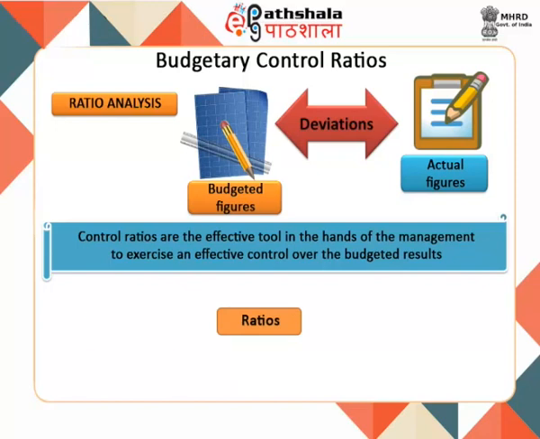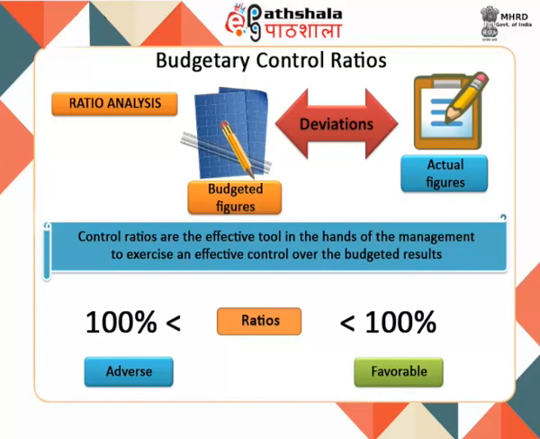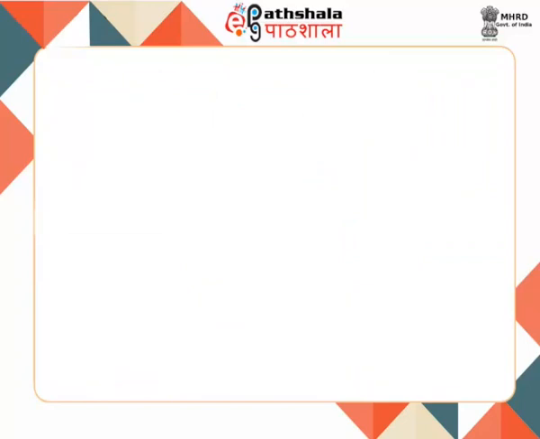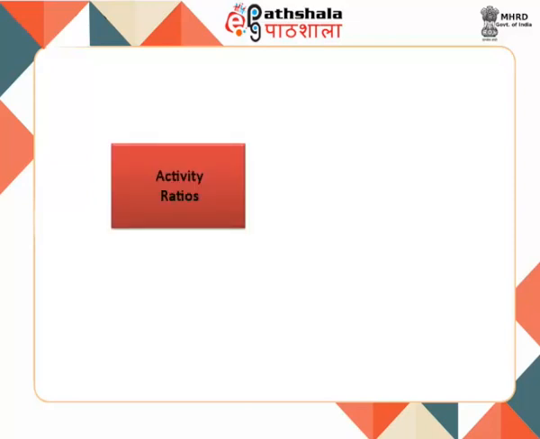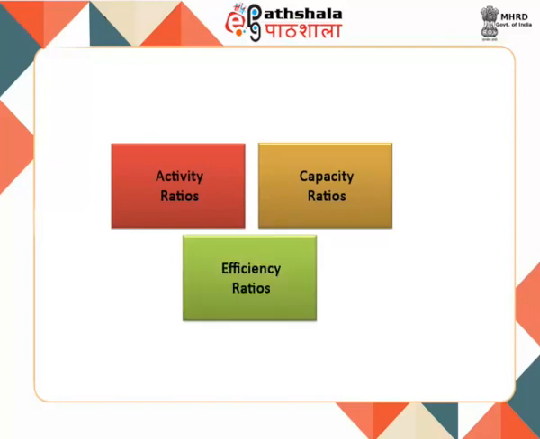If the ratio is more than 100%, it is treated as favorable, and if it is less than 100%, it is considered as adverse. The important budgetary control ratios used by the management are: number 1, activity ratios; 2, capacity ratios; 3, and last, efficiency ratios.